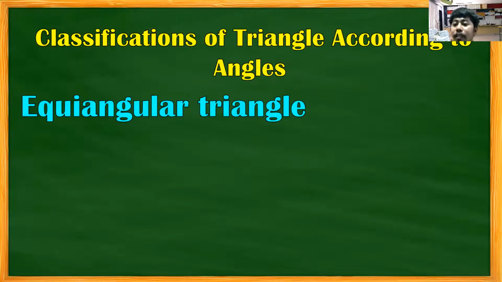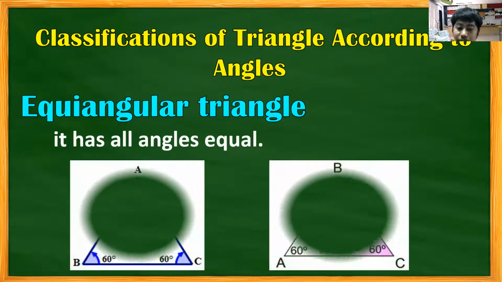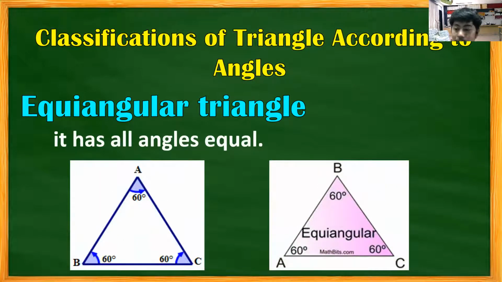Okay, equiangular triangle. When we say equi, or equal, the angles of this triangle are all equal. It has all angles equal. Therefore, this triangle has 3 equal angles, like this triangle ABC. Therefore, 60, 60, 60 degrees. All of its angles measure 60 degrees, no more than 60, no less than 60.